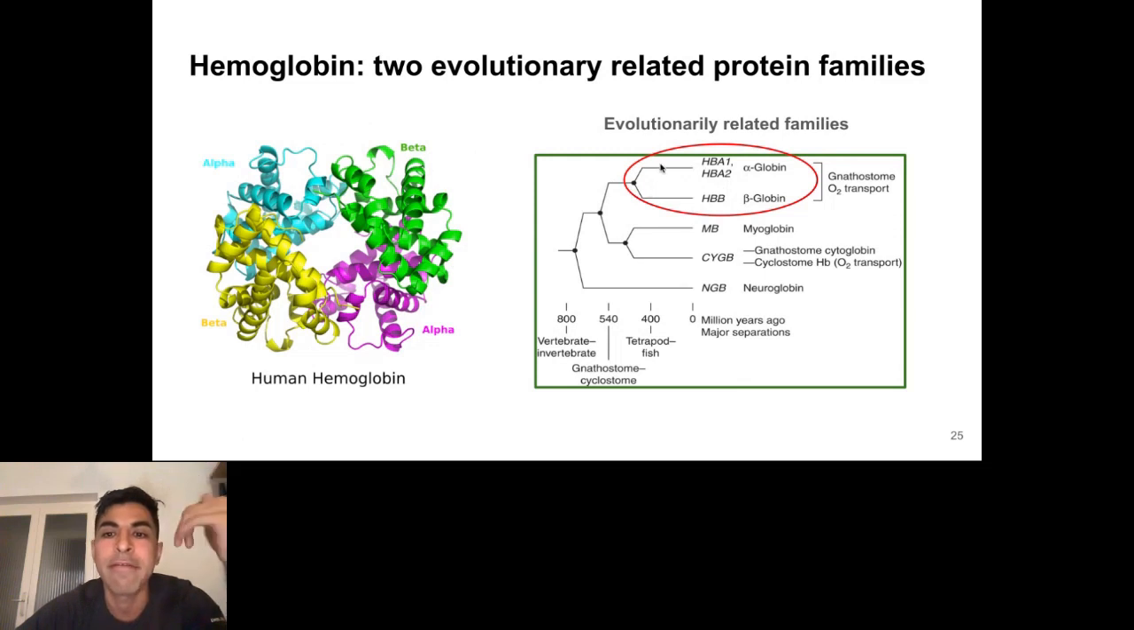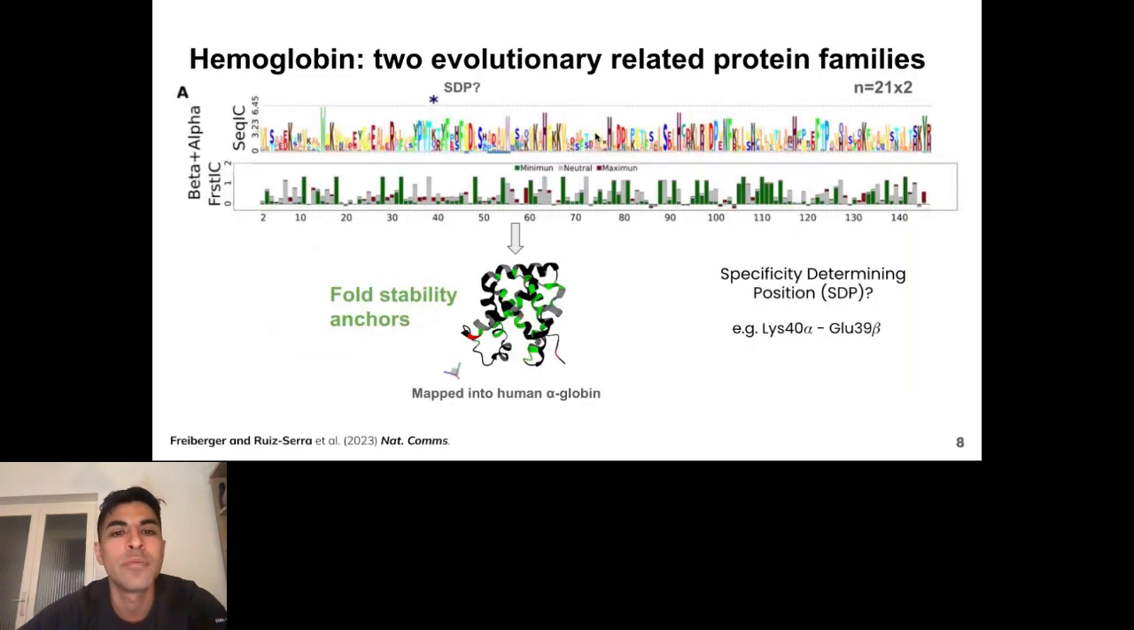So whatever we may find different between alpha and beta globin, it's a difference that emerged over time after they started to diverge at this point of their phylogenetic history. So we took all the hemoglobins with experimental structures. There were at the time something like 22 proteins, but they were experimental. And we put together all alpha and all beta globins in the same experiment. And we observed what was conserved.